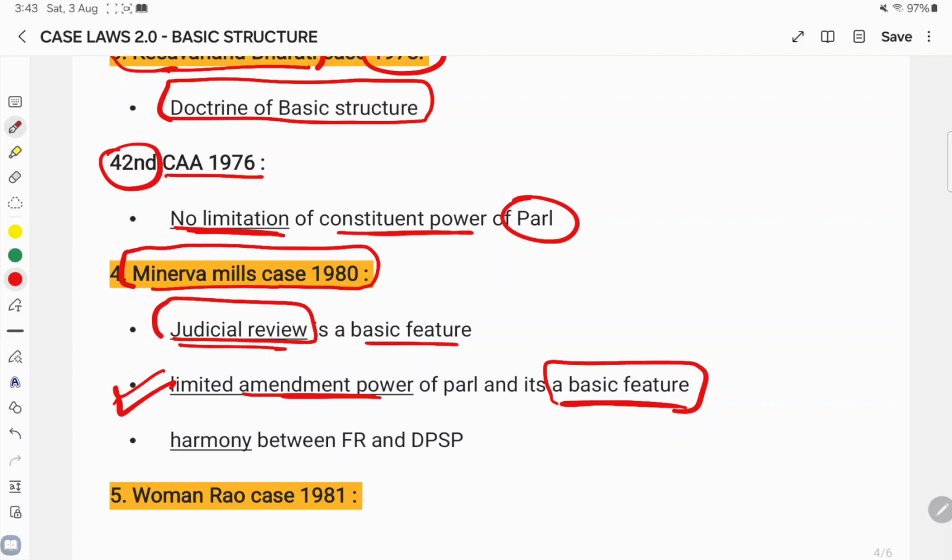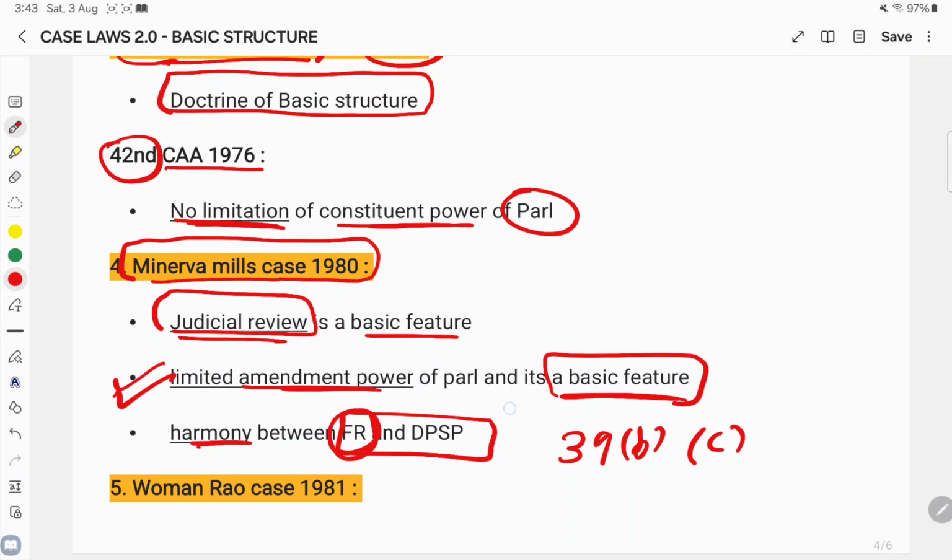The next important provision in the Minerva Mills case is that there should be a balance between the fundamental rights and the DPSP. To implement the DPSP in Article 39B and Article 39C, to abolish the right to property, distribute land resources, and bring down monopoly in the economy, Parliament used to pass different legislation which went against the fundamental rights, and that was the reason these cases were going to the judiciary. There was a conflict, so the Supreme Court clearly said there should be harmony. We should not give priority to one above the other.